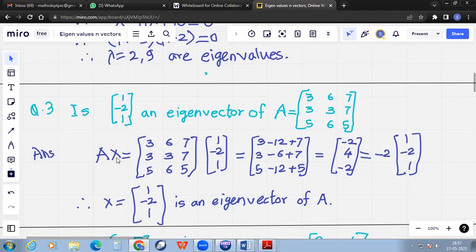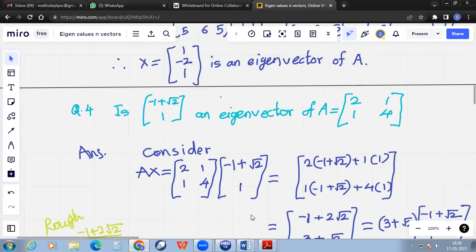So we took A multiplied by X. This is the product: 3 ones are 3, plus 6 into minus 2, I got minus 12, plus 7 into 1, I got plus 7. In the same way I calculated here, I got minus 2, 4, minus 2. I find minus 2 is common. I've taken it out and inside we are left with the same vector. So very naturally this vector is an eigenvector. Our conclusion is x equal to (1, -2, 1) is an eigenvector of A.